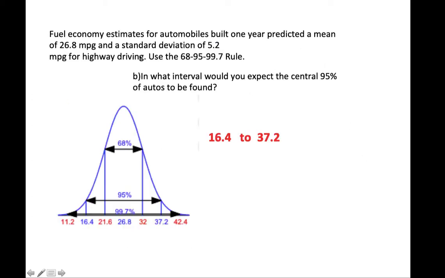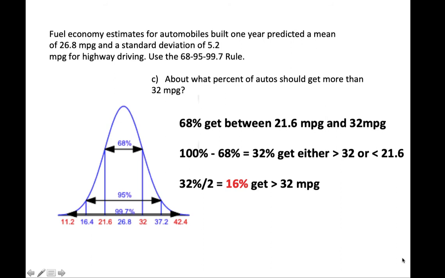So I restated the problem: in what interval would you expect the central 95% of the autos to be found? Having completed part A, the graph indicates it would be between 16.4 and 37.2 miles per gallon, again, based on the graph in A. About what percent of autos will get more than 32 miles per gallon?